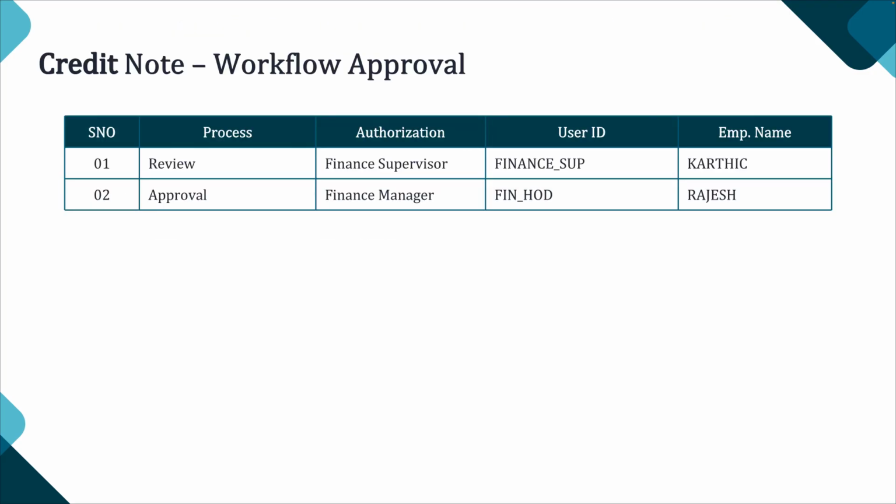This slide shows the credit note workflow approval process, which consists of two-level reviewing and approving. First and foremost, after the entry is given by the creator, the document will get forwarded to the supervisor. Once the supervisor has reviewed the document, they will forward it to the manager, who has the action to approve. So, the manager will review and approve the document. This is how the workflow would be.